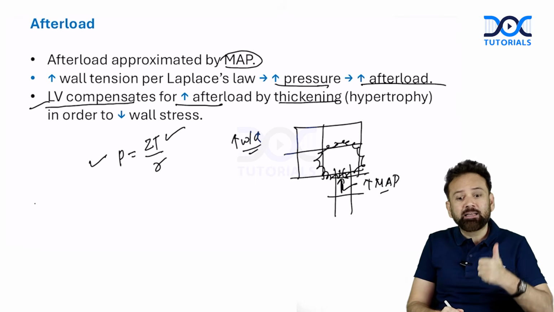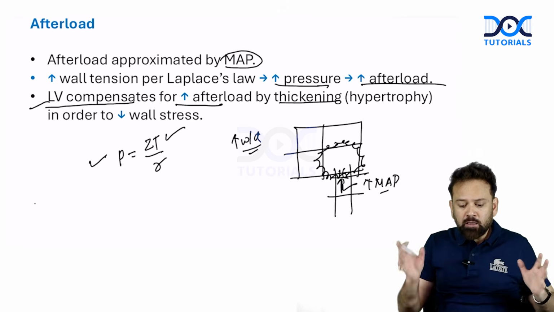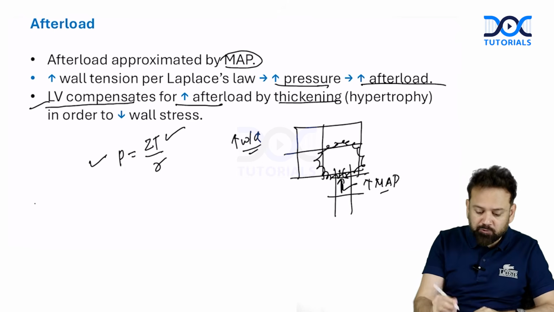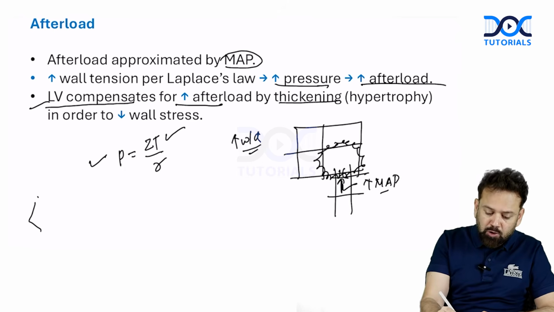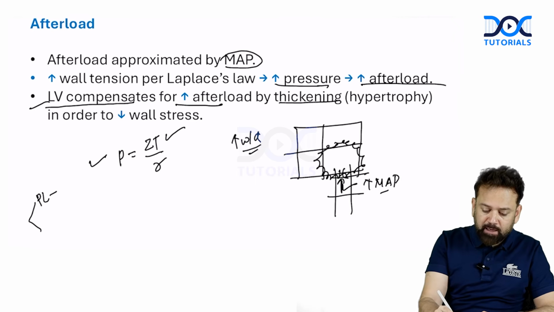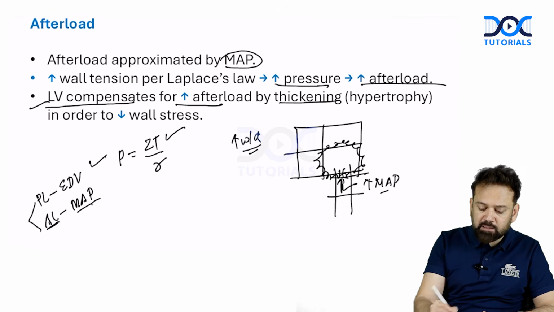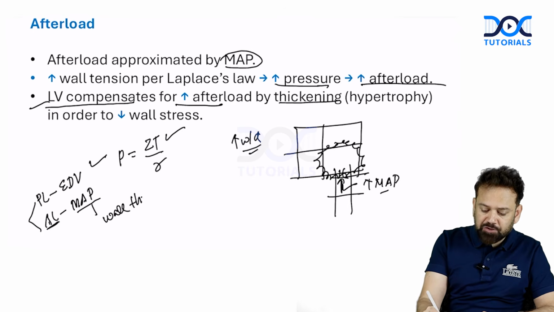It is mean arterial pressure. Clear? Even if you forget about the Laplace law and all, only 3 points you have to remember. For your exam purpose, indicator of preload is end diastolic volume. Indicator of afterload is mean arterial pressure. And if there is more and more afterload, because of this, there will be wall thickening. Only this much is sufficient for your exam.